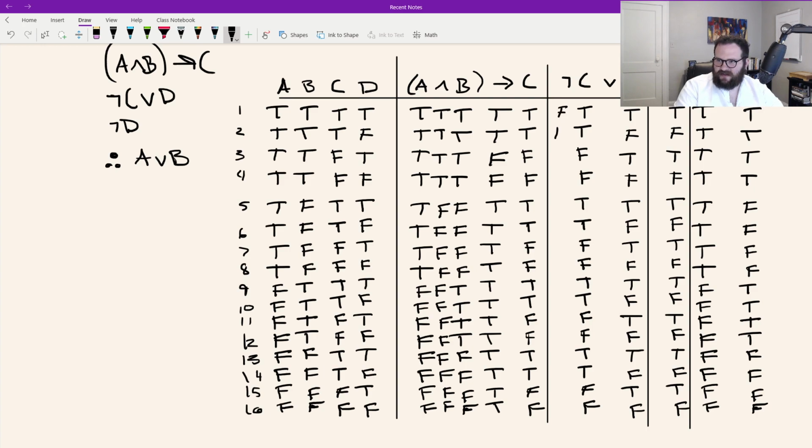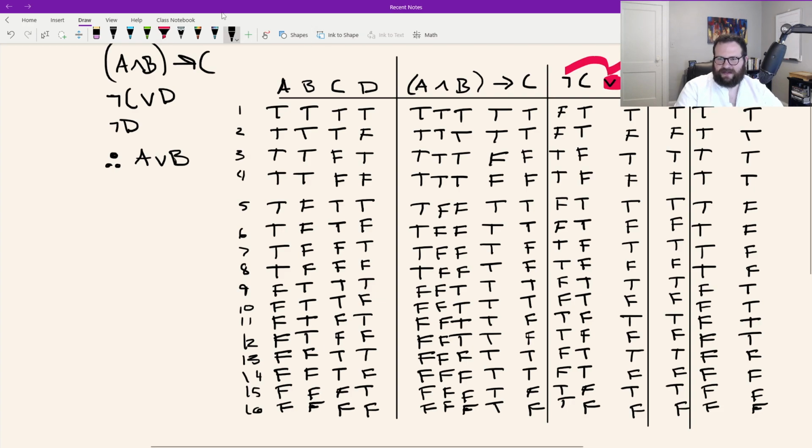Going to be false, false, true, true, false, false, true, true, false, false, true, true, false, false, true, true. Great. Now, this disjunction can be solved. It's pairing these two things. Okay, so we're looking at the negation column and the D column. Now again, a disjunction is always true unless both sides are false.